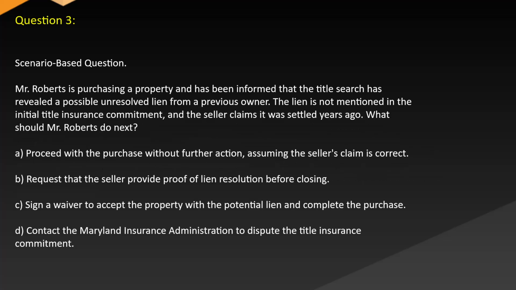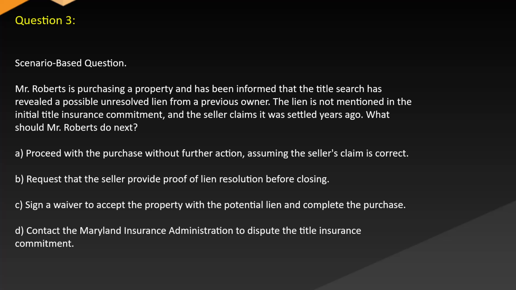Question 3. Scenario-based question. Mr. Roberts is purchasing a property and has been informed that the title search has revealed a possible unresolved lien from a previous owner. The lien is not mentioned in the initial title insurance commitment, and the seller claims it was settled years ago. What should Mr. Roberts do next? A. Proceed with the purchase without further action, assuming the seller's claim is correct.